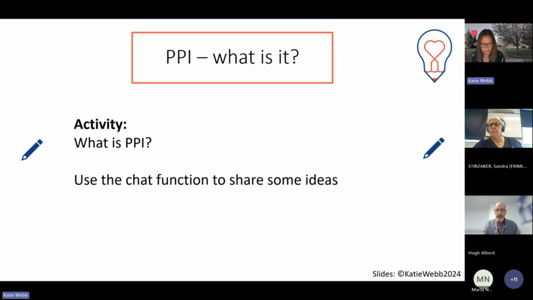So public patient involvement and engagement, what is it? Before we get cracking on with that, it would be really great if you could please enter into the chat your thoughts around understanding about what this means to you. What is public patient involvement, and now increasingly the E on the end, the engagement activity? Anybody got any thoughts?